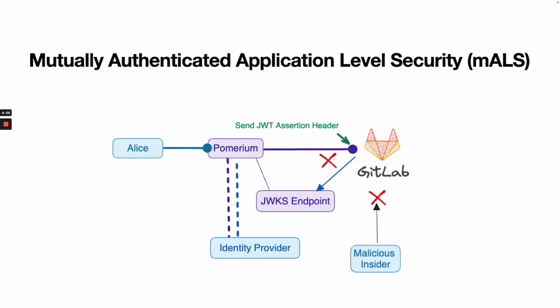If either mTLS or mALS checks fail, Alice can't access GitLab, and unauthorized users can't gain access either. And there you have it, end-to-end security using mALS and Upstream mTLS.